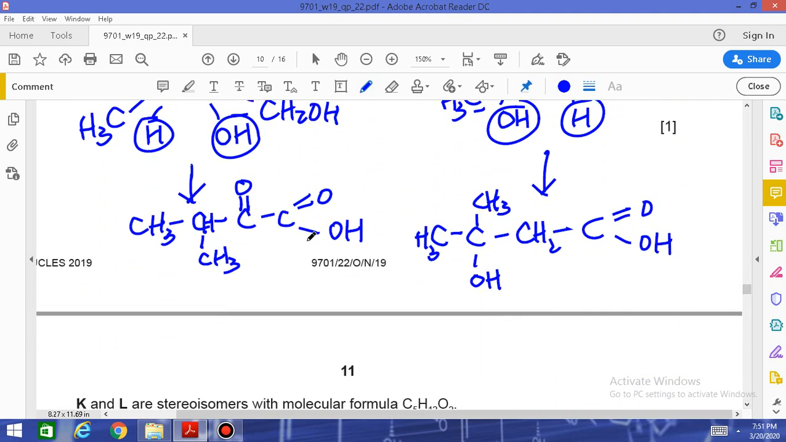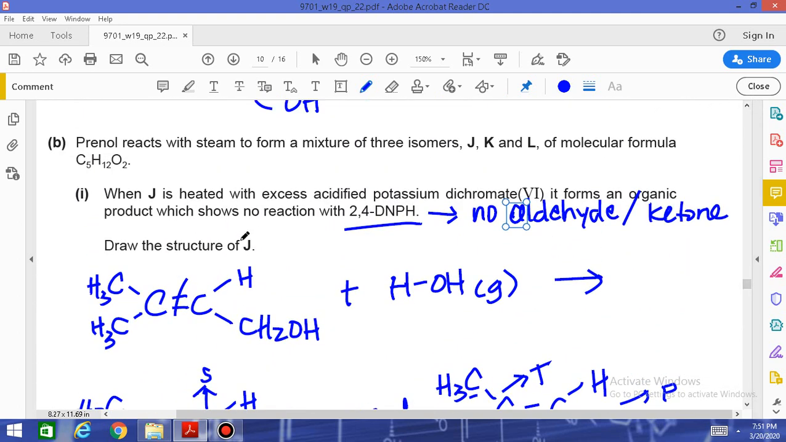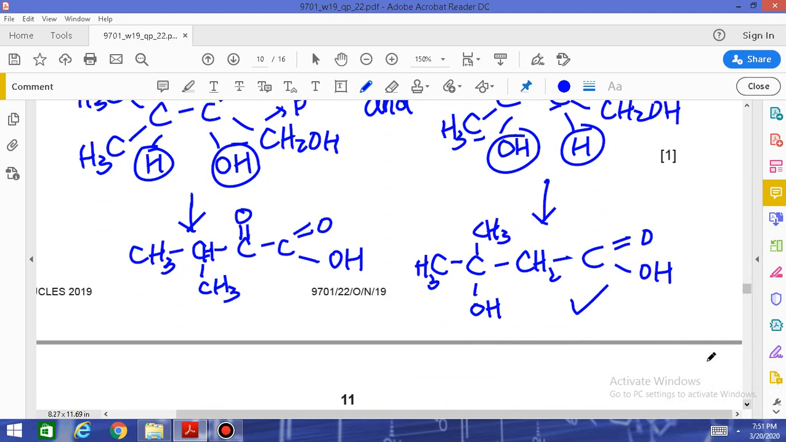Now look at this compound and this compound. There is no aldehyde or ketone functional group. There is no carbonyl functional group. So we can answer: draw the structure of G. So this is the structure of G.